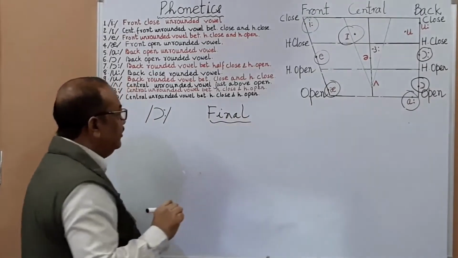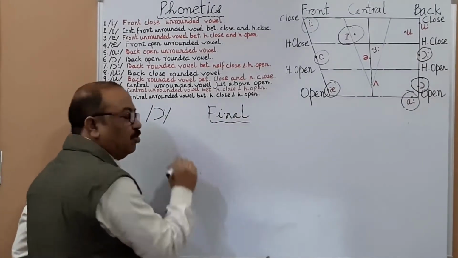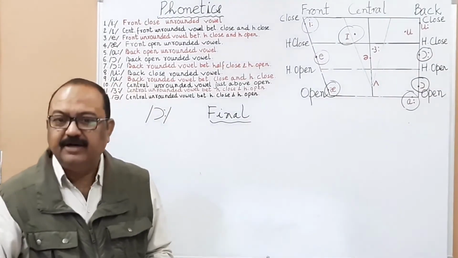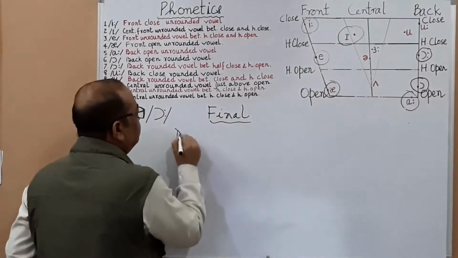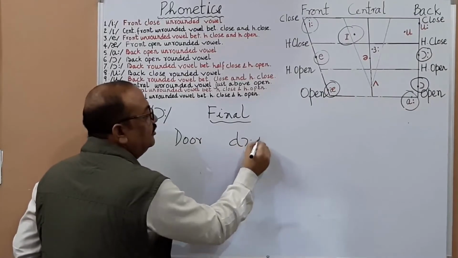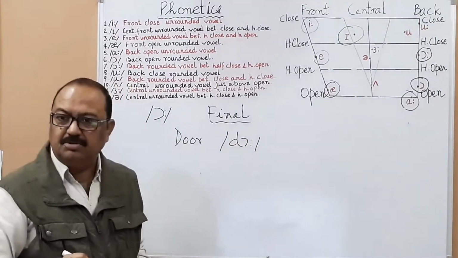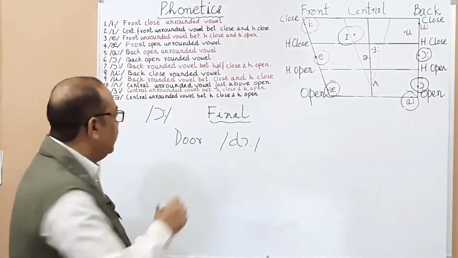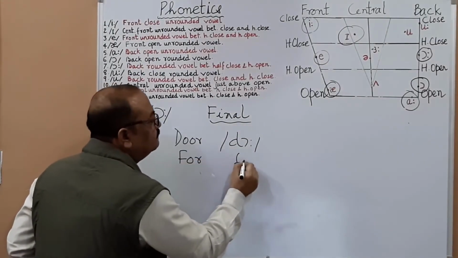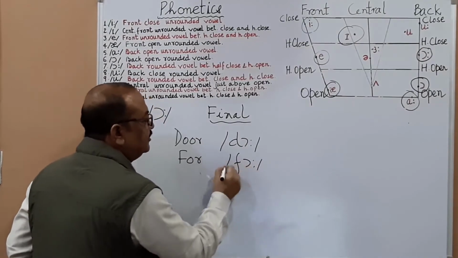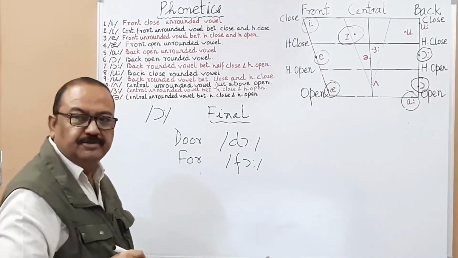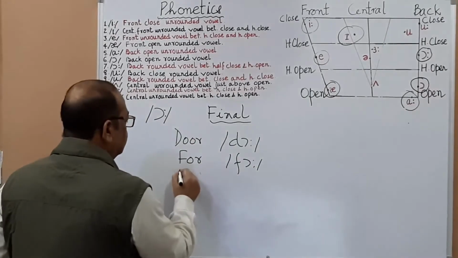Okay. Finally, where do we have this O sound? Yeah. Door, for example. Door. For. More. Okay. Good.